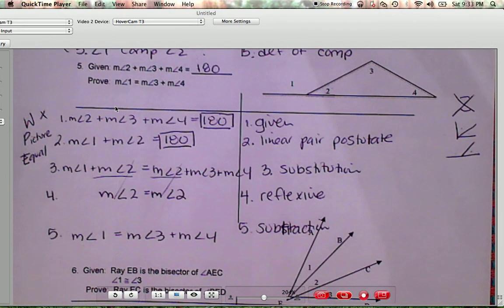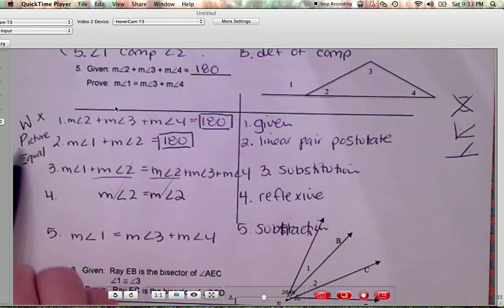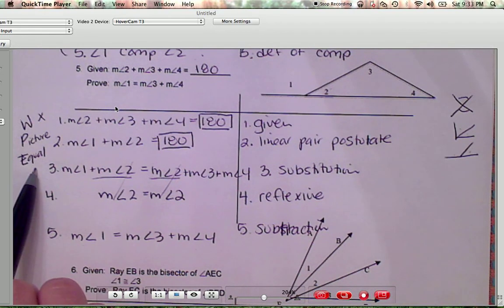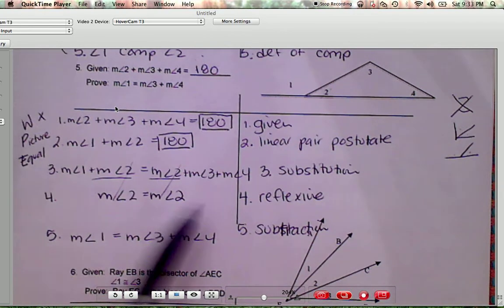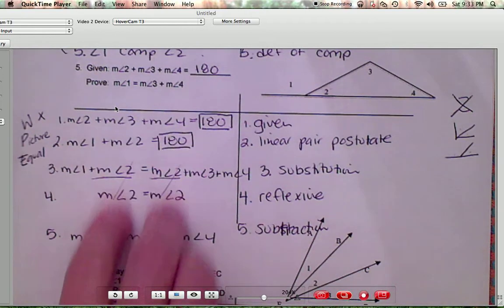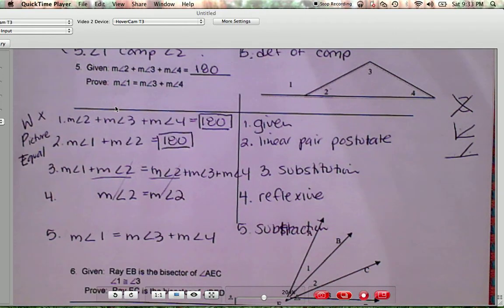Okay? So no wordy statements, but we did go to the picture, and then we found two things that were equal to the same thing and set them equal to each other, and then you kind of find your way through the rest of that. Okay.